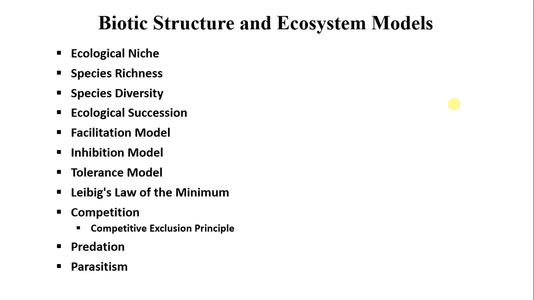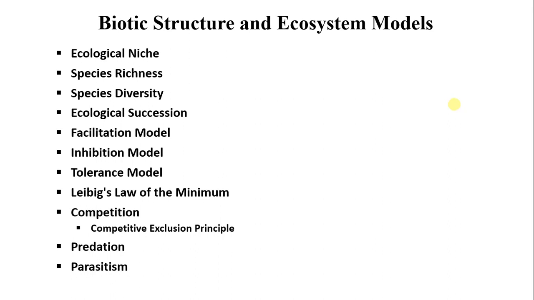The tolerance model says that any colonizing species are not necessary, and any species can start succession. So it doesn't need any particular one to start colonizing first. Now community change can only occur as more tolerant or competitively superior species prevail. So anyone can come and inhabit, but you can only get a climax community when a superior or more tolerant one comes into play and then begins to colonize and form a climax community.